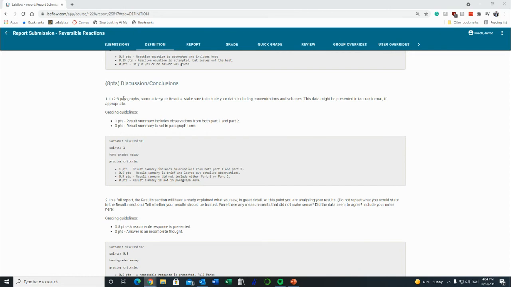And then anything that can't be put in a table, like observations that you have, needs to be put into paragraph form. So the main thing is I want to see all of your data in tables, and then I want to see some sort of discussion of your observations, and that would be a good results section.